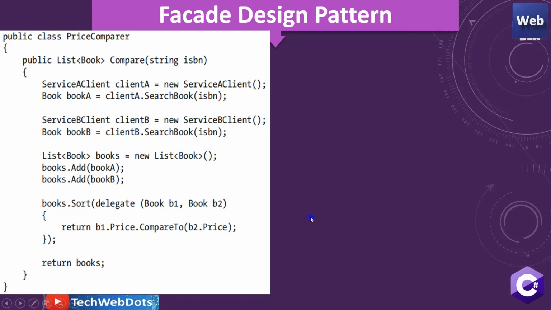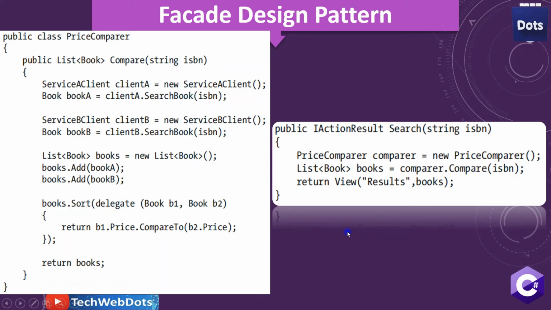Now every class is ready, the service is ready, and the client is ready. The only thing remaining is the consumption of this price compare class. So we will create one action method that will be search. You can create it anywhere, it depends on how we are going to implement it. We'll create an instance of the price compare class, then create a list of book objects, and then we call the compare class's compare method.